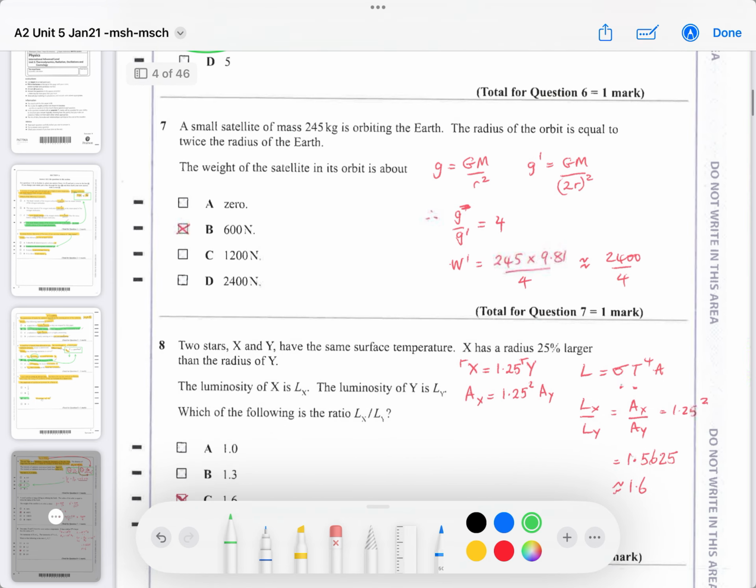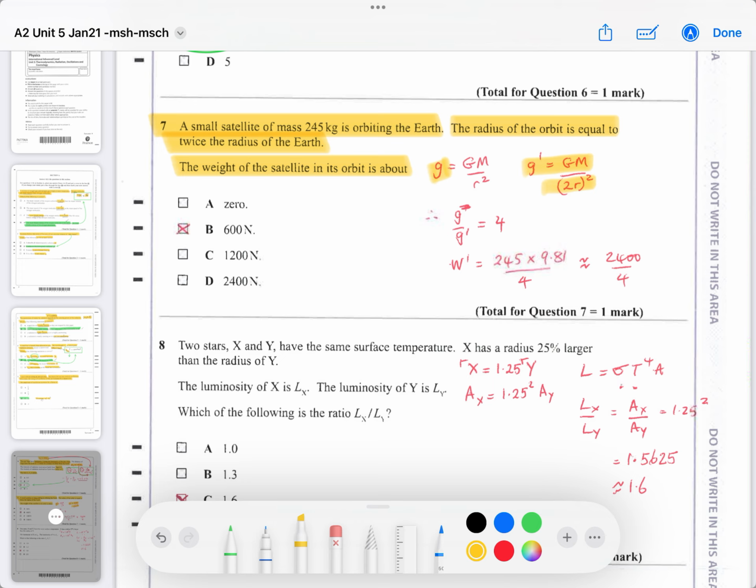And then the next question is question 7. Question 7 says a small satellite, mass given 245 kg, orbiting the Earth. The radius of the orbit is equal to twice the radius of the Earth. The weight of the satellite in its orbit is about... Remember, the weight on Earth is just mg, but the g gets weaker as you go away according to GM over r squared. And since the r is doubled, you can put 2r, where r is the radius of the Earth. So obviously the mass doesn't change, the universal gravitational constant doesn't change.